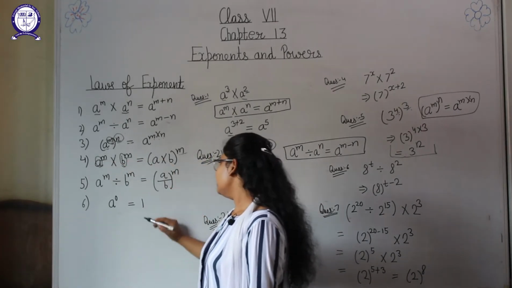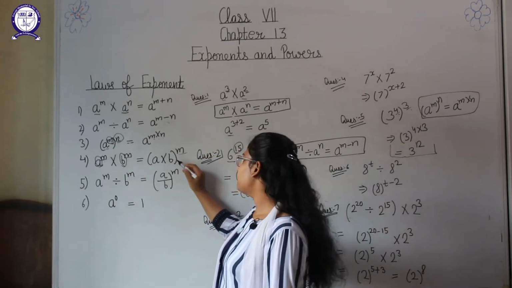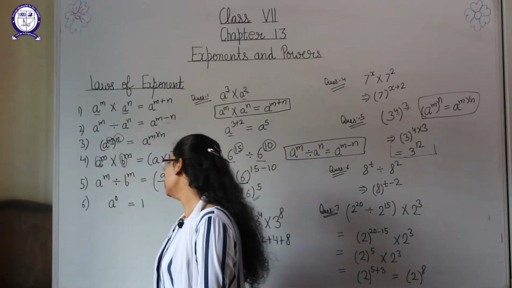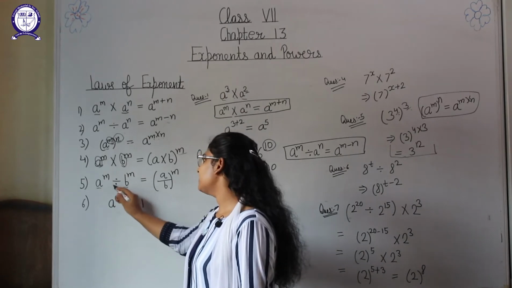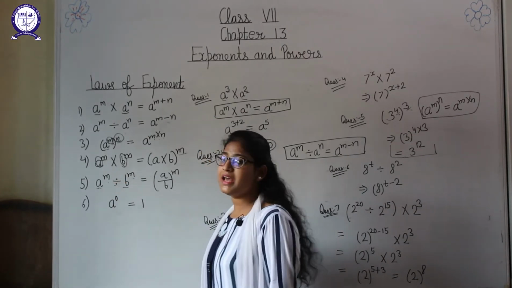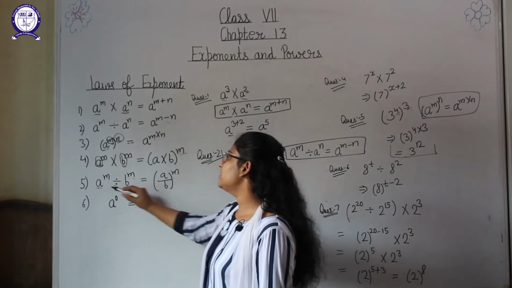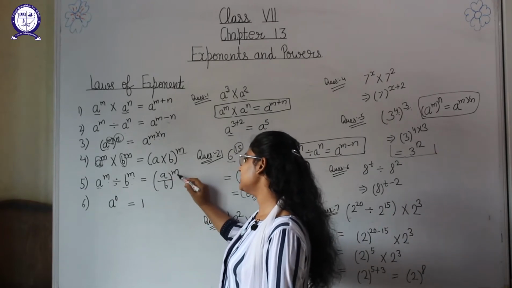So here a into b, the bases will be multiplied and their power will be m, that is on both of them. Similarly here a and b are the bases, they are dividing and the powers are m and m, means the powers are the same. So the power will remain the same, and what will we do? We will divide a by b. Okay, a divided by b and their power is m.